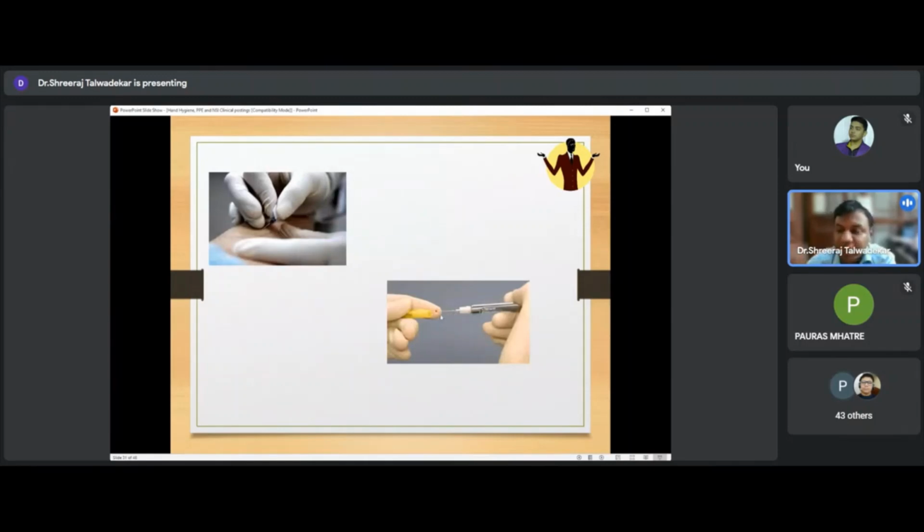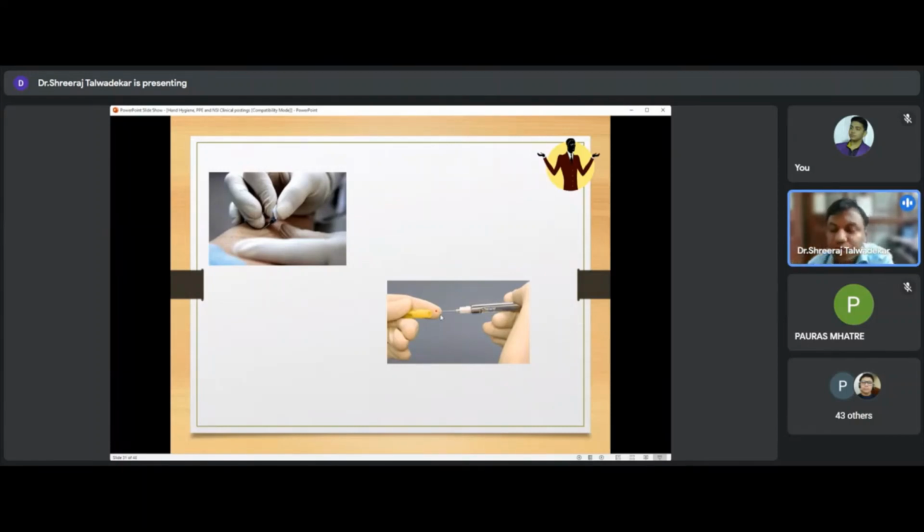Take a pledge, take an oath right now that you will never, ever recap the needles. Whatever happens, you will not recap needles. When you start internship or anytime you use a hypodermic needle, you will not recap, even if it is on a VIP patient whom you think might not be suffering from HIV, HBV. These diseases do not discriminate. So you will never recap.